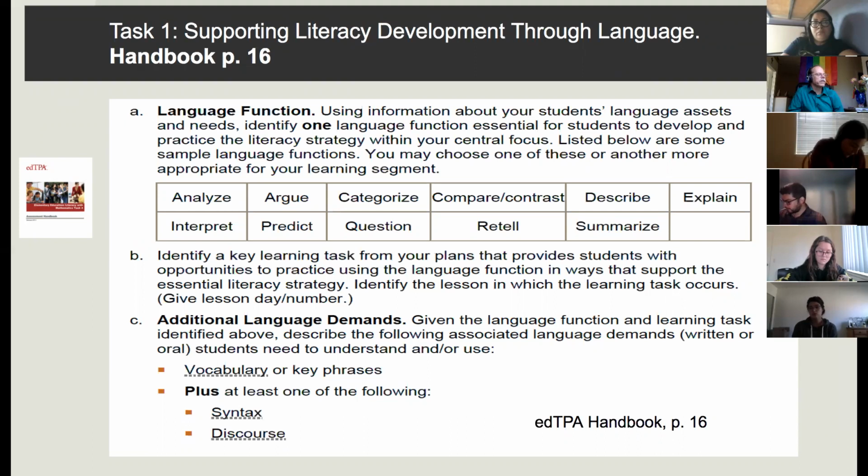Letter C, you can see additional language demands. And as Travis pointed out, you can see vocabulary has these dots under it and syntax has these dots. On the digital version, you click on that and it tells you exactly what it is. So on this one, go check out the digital version because it gives you all the background information on that as well.